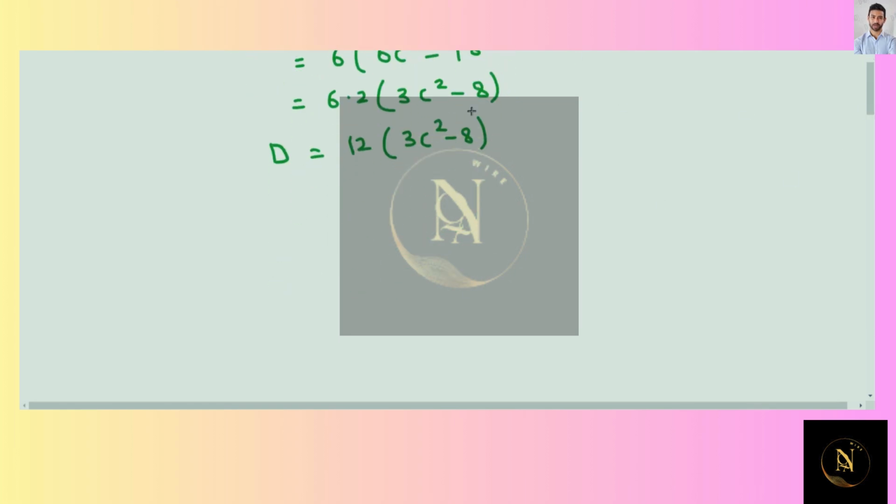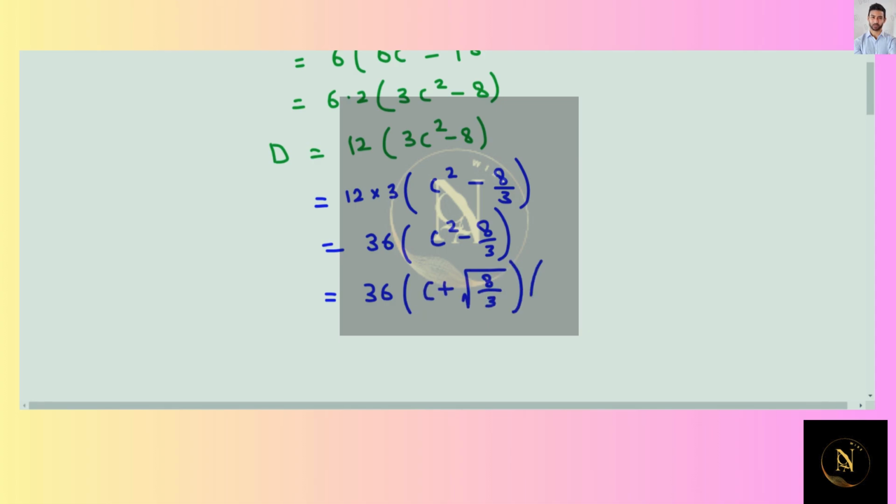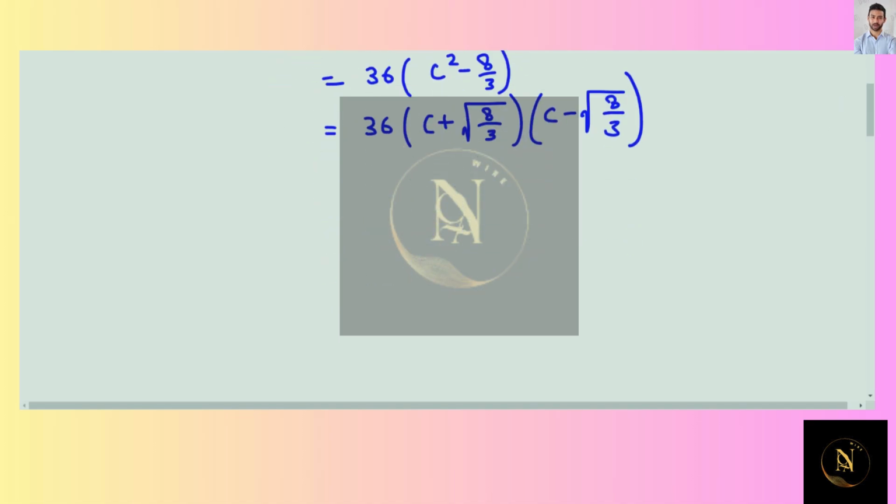Now for the discriminant to be greater than 0, in fact, what we can do is factorize the discriminant over here only. Let's take 3 outside as well. So this is going to look like c square minus 8 over 3. So this is going to be 36 times c square minus 8 over 3. So this is going to be 36 times c plus root 8 over 3, c minus root 8 over 3, using the difference of perfect squares formula. Now for the discriminant, we are going to use the sign rule over the wavy curve over here.